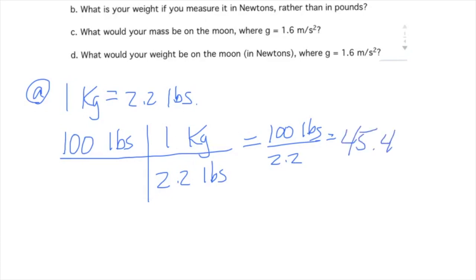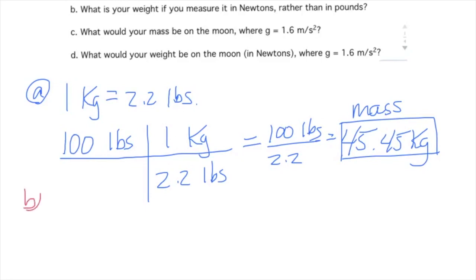And I get 45.5, 45 kilograms for my mass. Part B says, what is your weight if you measure it in newtons rather than in pounds?